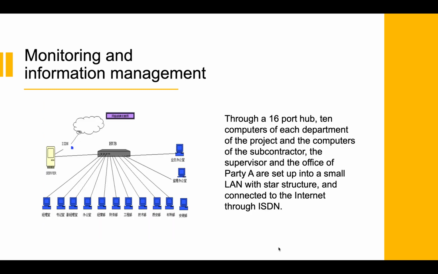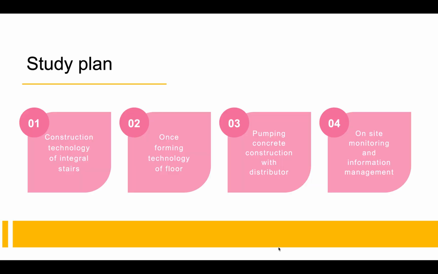For information management, through a 16-part hub, 10 computers of each department of the project and the computers of the subcontractor, the supervisor, and the office of Part A are set up into a small LAN with star structure and connected to the internet through ISDN so as to monitor the data. These were relatively advanced technologies at that time.